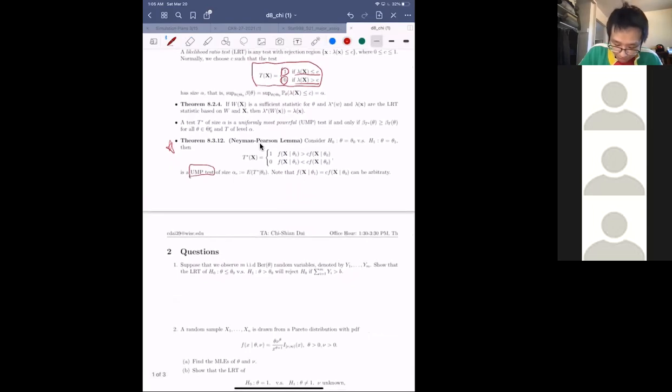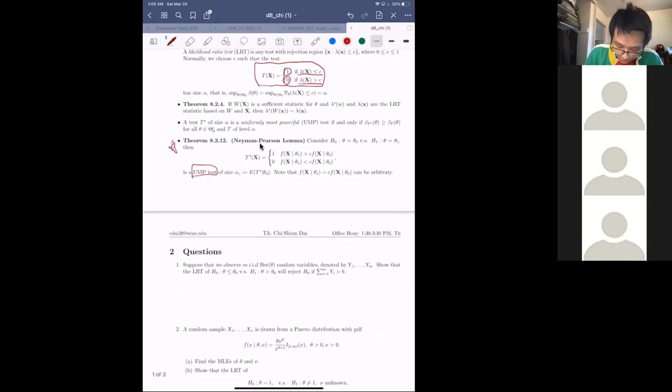And you have to be careful about how to choose the constant C, and be careful about when these two are the same.